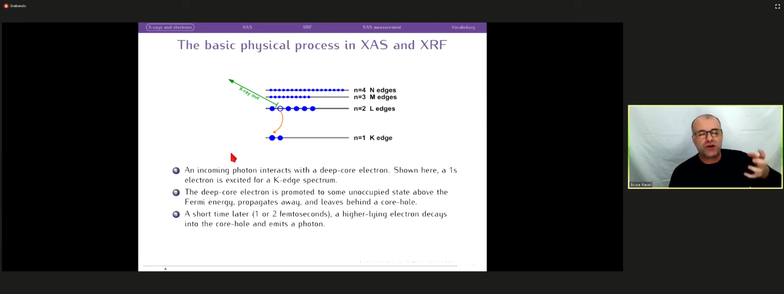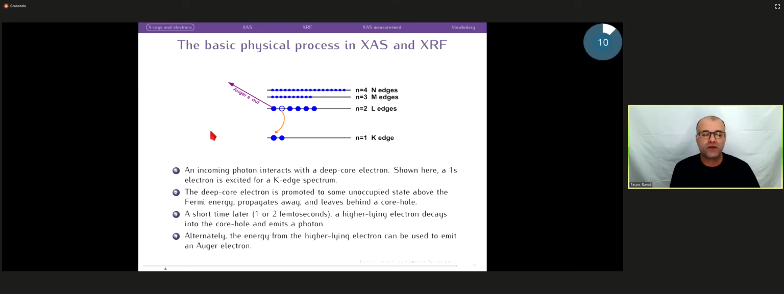Now, I should mention, although I'm not going to talk about this for the entire rest of the talk, that there's also the possibility that you get an Auger electron. That is, the energy difference between the higher lying electron and the lower lying electron can be carried away by an electron that carries that much energy. And it is possible to measure absorption spectroscopy using the Auger electron, although that is not how it's normally done at my beamline. So I'm not going to talk about it very much, but you should carry away from this talk that there's this other mode of measuring the absorption spectrum that involves the Auger electron.